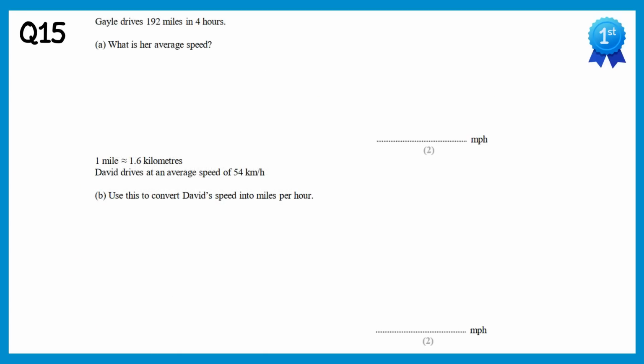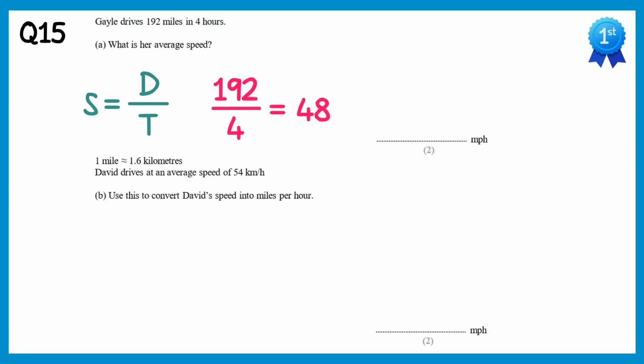For question 15, we have Gail who drives 192 miles in 4 hours and we need to work out average speed. We'll do that using the formula speed equals distance divided by time. The distance is 192 and the time is 4 hours, so 192 divided by 4 gives you 48 miles an hour.